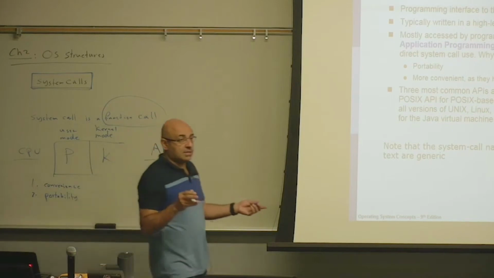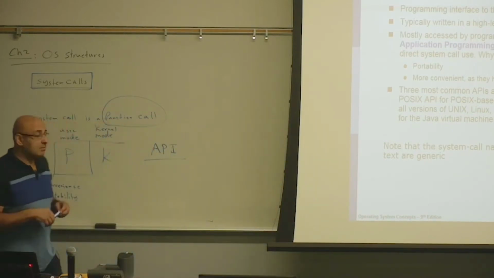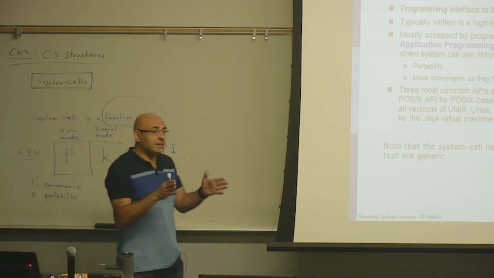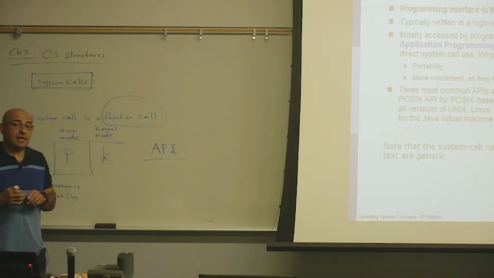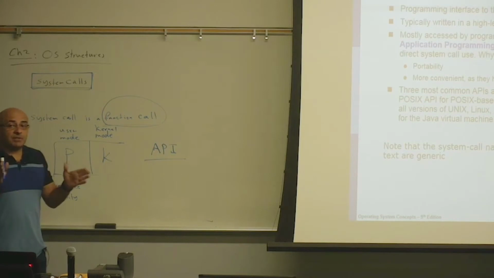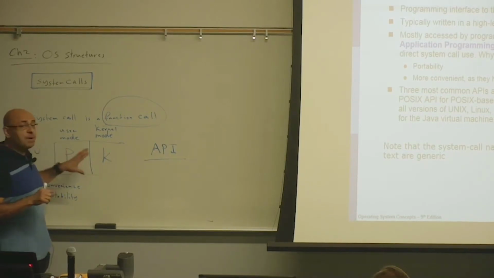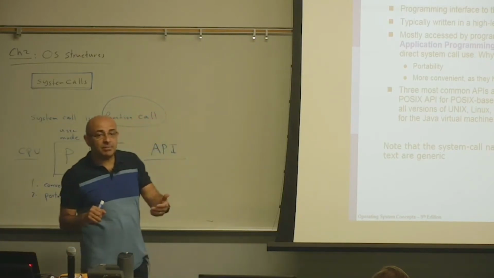So two different concepts, convenience and portability. Now, convenience: it's more convenient to use APIs because APIs are usually more user-friendly and easier to use. And in many cases, they have fewer parameters that you have to pass to them. But an API is actually implemented by making a system call.